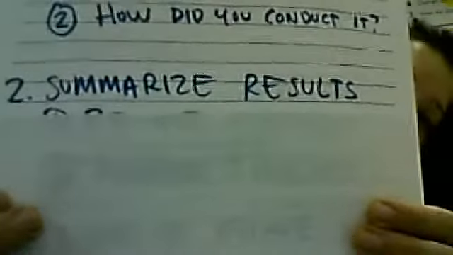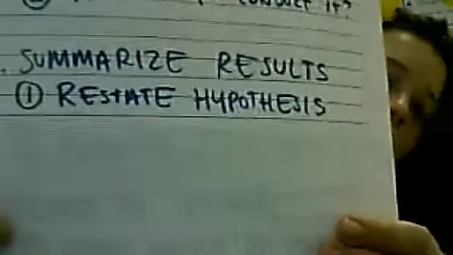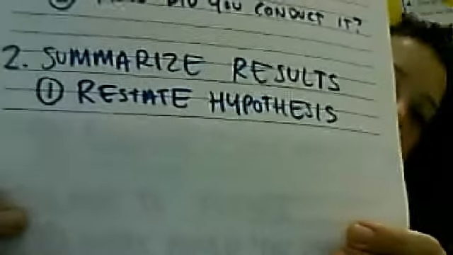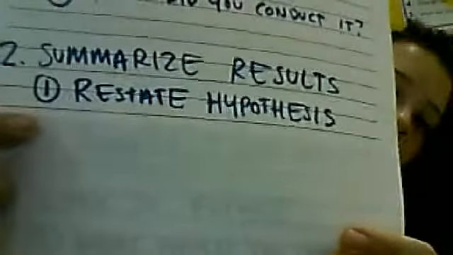That first part of your conclusion is just telling the audience what you were testing and how you went about it. The second part is really the meat. That's when you summarize what actually happened. In science, we call that the result. There's 2 parts of that. The first part, restate the hypothesis. What did you think was going to happen, and then what actually happened?